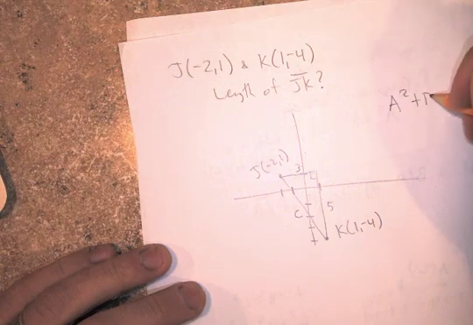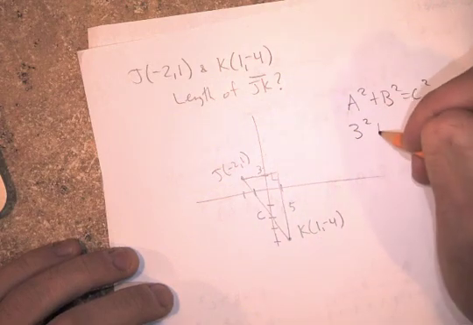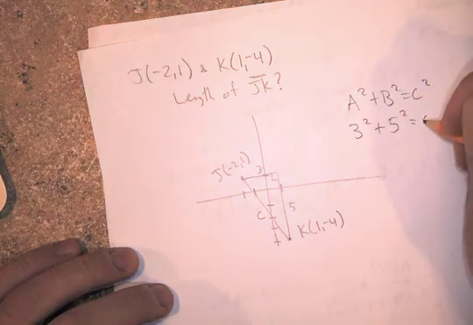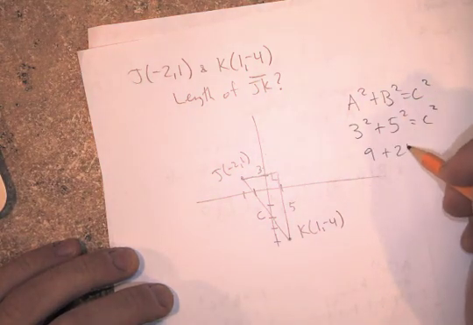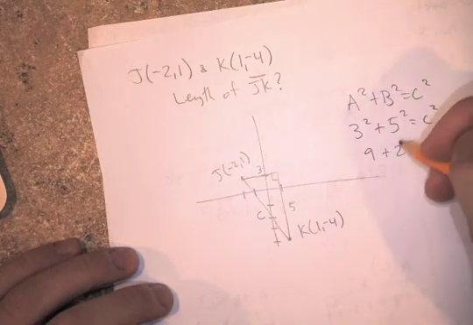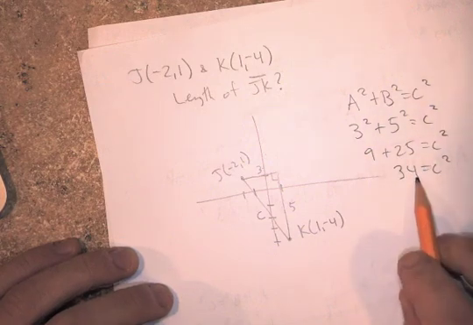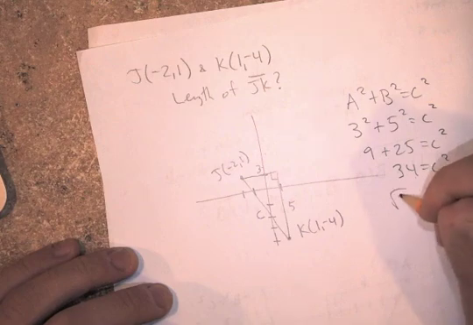So we've got a squared plus b squared equals c squared. I'm going to say a is 3, b is 5, c is the side we don't know. 9 plus 25 is 34. Okay, that one's not a nice perfect square. In other words, c is the square root of 34.